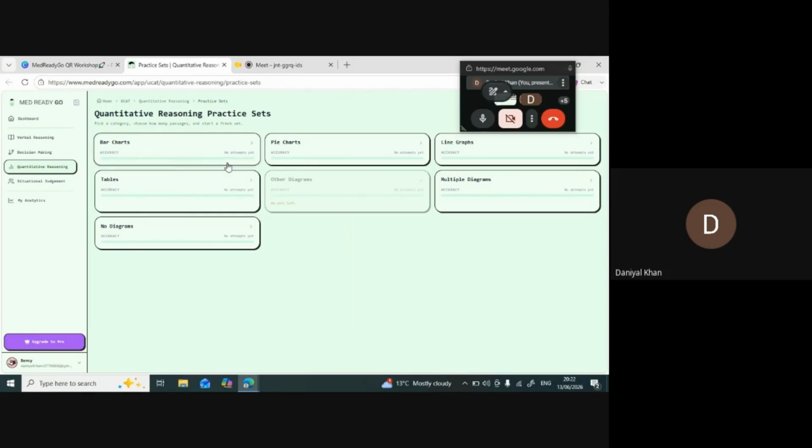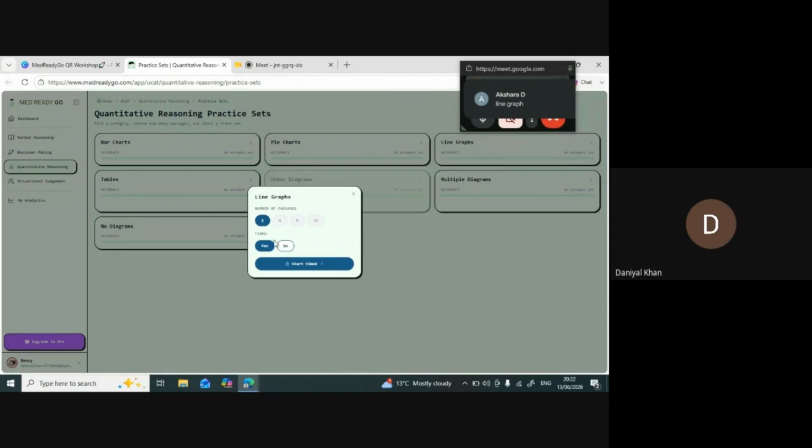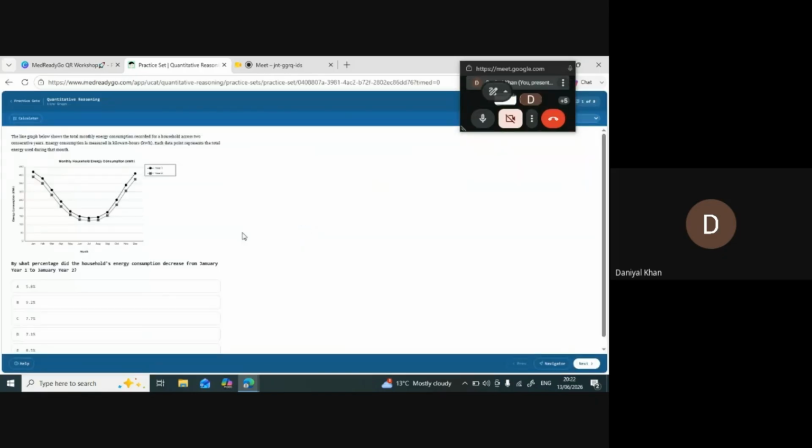If you want, write in the chat which question type you'd want to answer now, and I'll generate a few questions and show you them. So do you want bar charts, pie charts, line graphs? Just in the chat, whichever ones you want me to generate right now. You want line graphs, all right. 2 passages. I'm going to put it untimed, but it should be timed once you get used to it, all right.